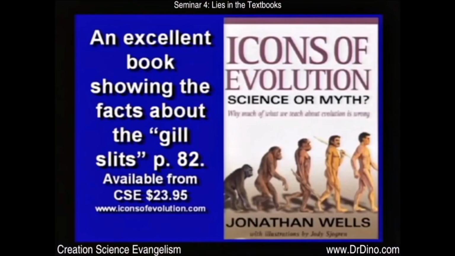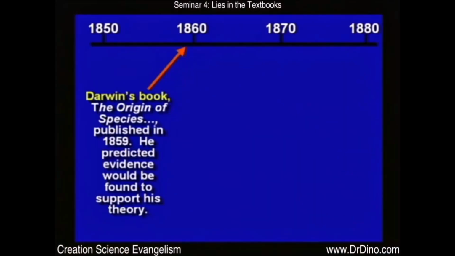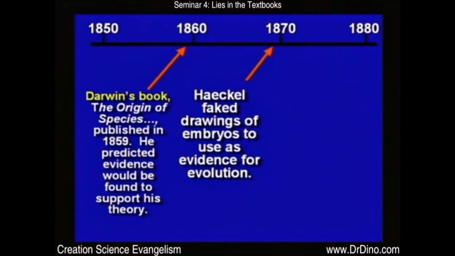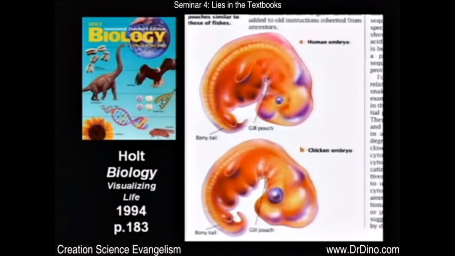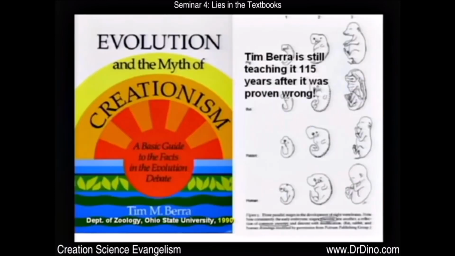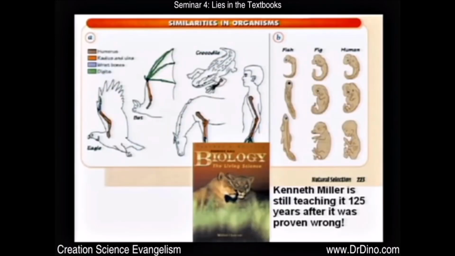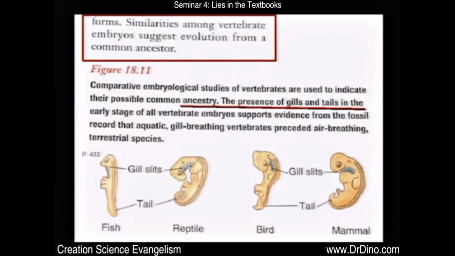Okay? More about the gill slits in this book here, Icons of Evolution. Darwin's theory, his book came out in 1859. He predicted they would find evidence. 1869, Haeckel faked the drawings. 1875, it was proven wrong. But it's still in textbooks used all over the planet. 2004 textbook, still has it. 2005 textbook, in Chickasha, Oklahoma. I pronounced it wrong earlier; I got corrected during the break.